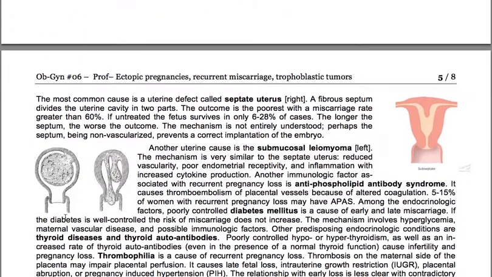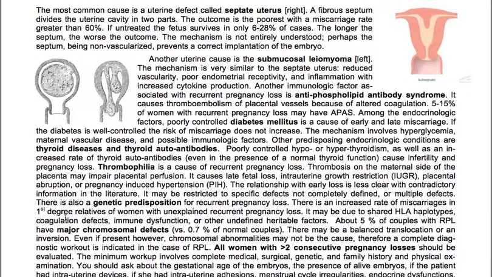The most common cause is a uterine defect called septate uterus. A fibroseptum divides the uterine cavity in two parts. The outcome is the poorest, with a miscarriage rate greater than 60%. If untreated, the fetus survives in only 28% of cases. The longer the septum, the worse the outcome. The mechanism is not entirely understood. Perhaps the septum, being non-vascularized, prevents a correct implantation of the embryo.